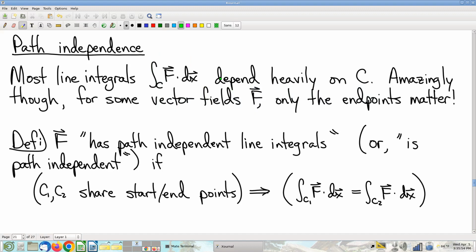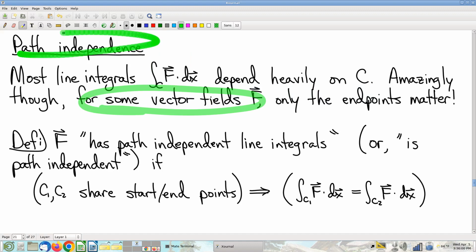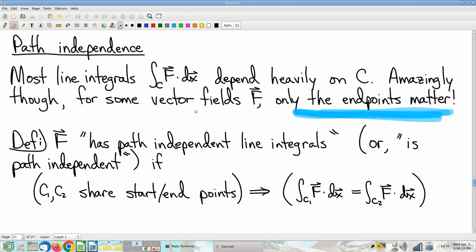Amazingly, this is not always true. Amazing. There are some special vector fields called path-independent vector fields. Some vector fields where only the endpoints matter and the curve doesn't matter at all. Shocking, right? It does not seem like this should be the case.